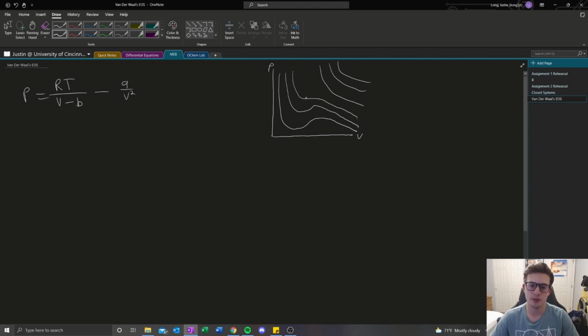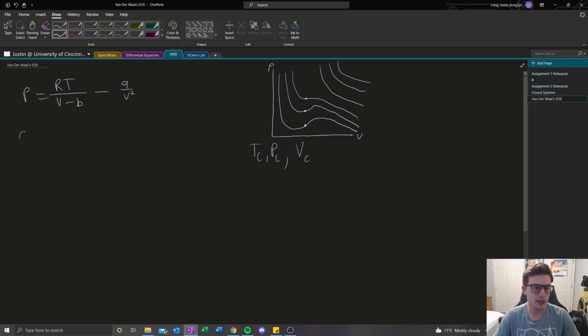And it has these inflection points at what we're going to call these critical points. So at the critical temperature, critical pressure, and the critical volume. And so at these inflection points, the first and second derivatives are going to be equal to 0. And so what this is going to allow us to do is manipulate these equations and find out our values for A and B. Really powerful here.